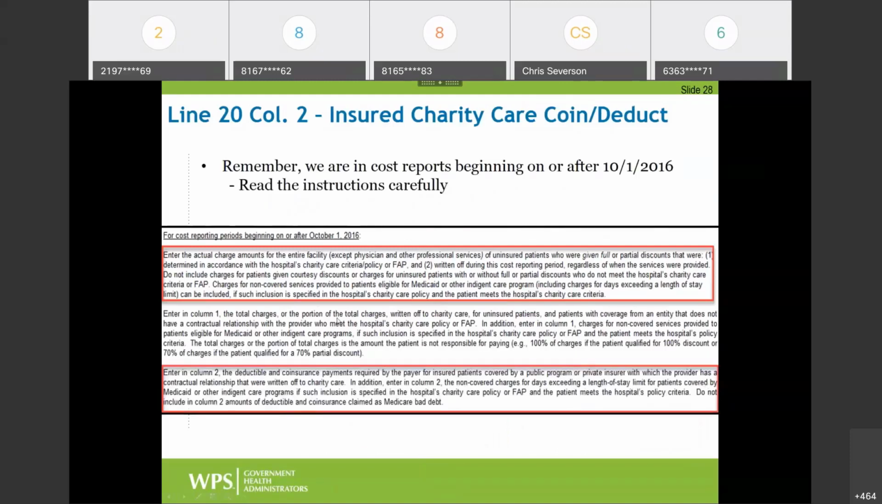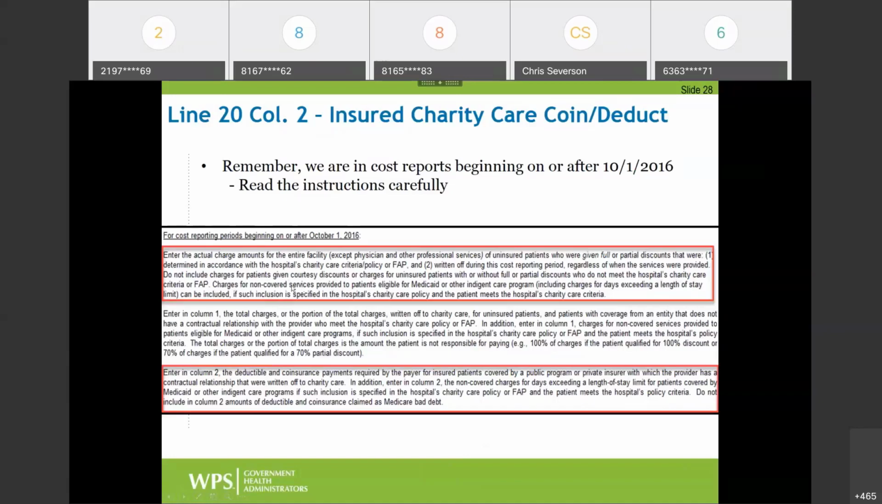So these ones, again, we're looking for the on or after 10/1/16, and we want to make sure we've carved out physician or professional, but they were uninsured patients who were given full or partial discounts in accordance with their policy, written off during this cost reporting period, regardless of when the services were provided. And do not include charges for patients given courtesy discounts. So again, those are not allowable, or charges for uninsured patients with or without full or partial discounts who do not meet the charity care policy. So that's the key thing there.